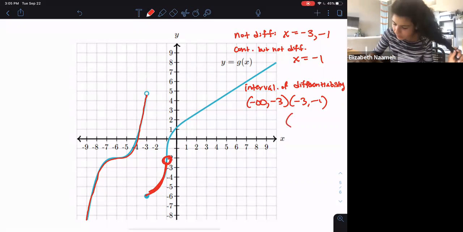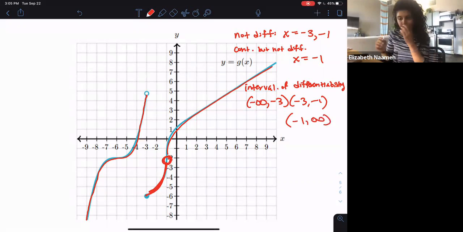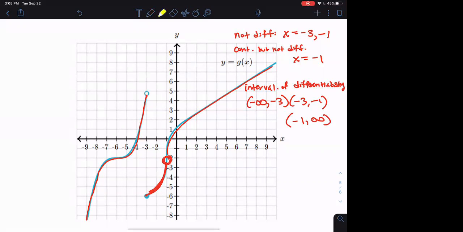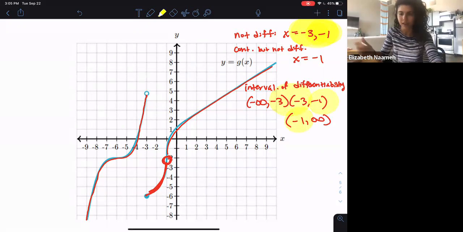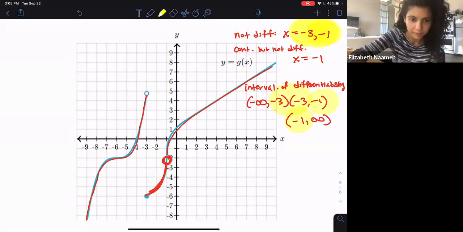So then we continue. I'm differentiable from -1 to infinity. Nice. The trick here is to figure out where you're not differentiable, which was these 2 points, and then simply exclude them. So I excluded -3, and then I excluded -1. All right, we're done. Good job, everybody.